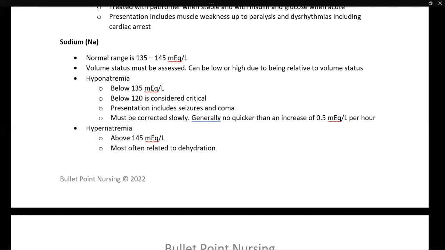Hypernatremia is where we have a sodium level above 145, and this is most often related to dehydration. Again, that goes to what we discussed earlier, where if they have a low volume status, now suddenly their sodium looks as if it's really high.